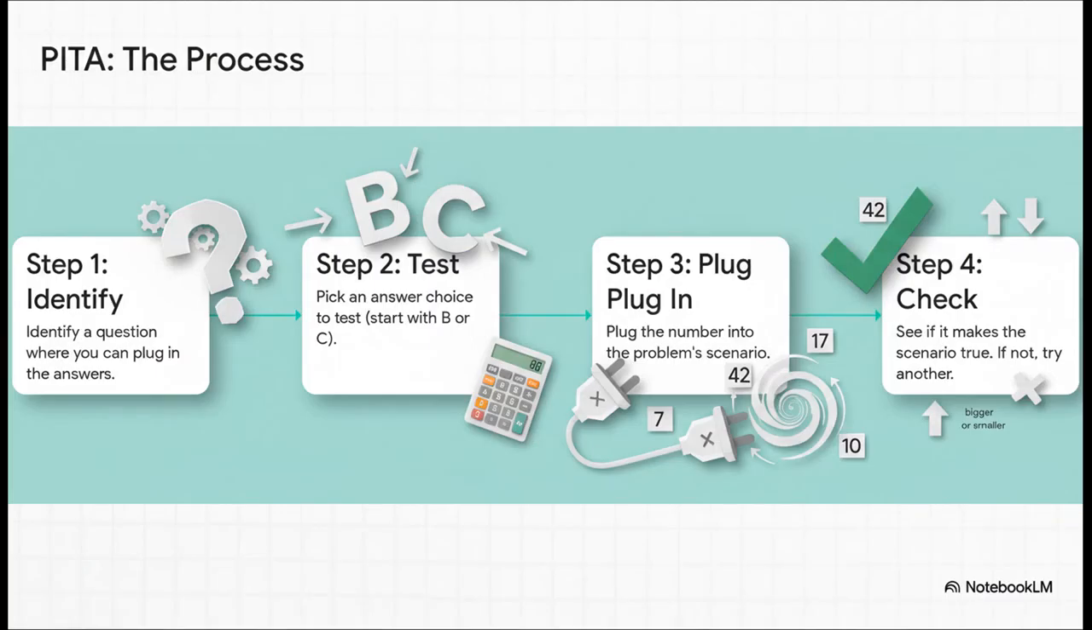And the process is a simple four-step plan. You spot the question type, then you pick an answer to test. I always suggest starting with B or C because they're right in the middle. Then you plug that number into the story of the problem and just check if it works. If it does, boom, you're done. If it doesn't, you'll immediately know if you need to try a bigger number or smaller one.